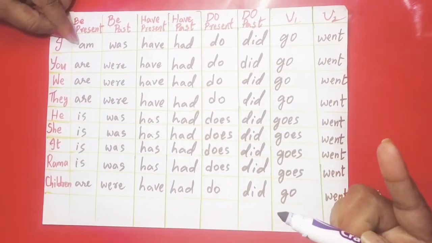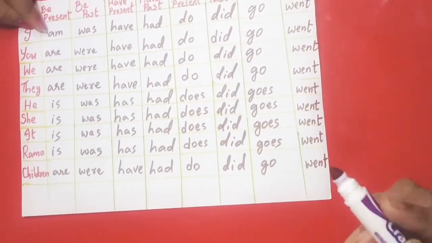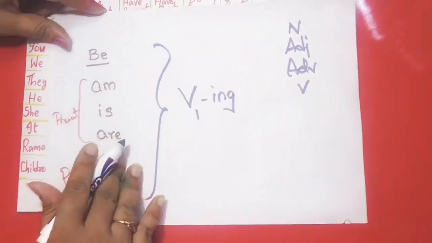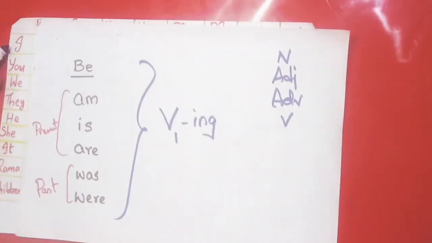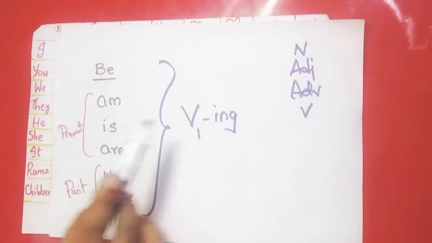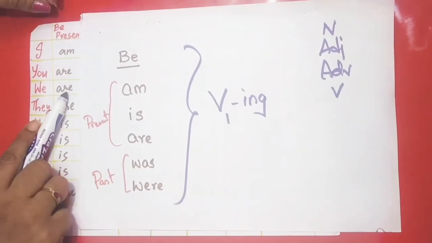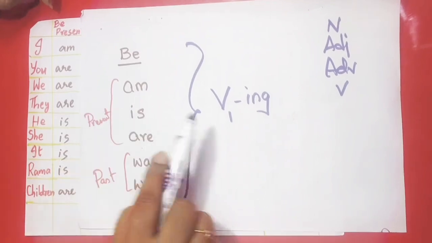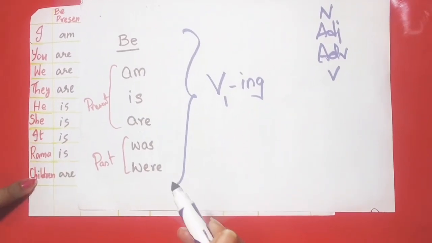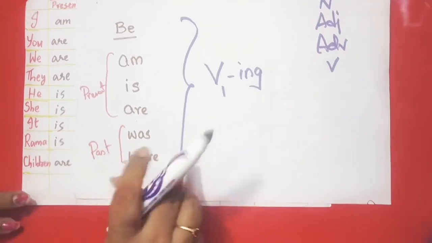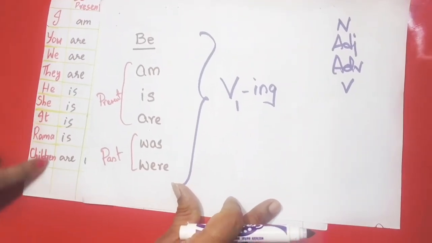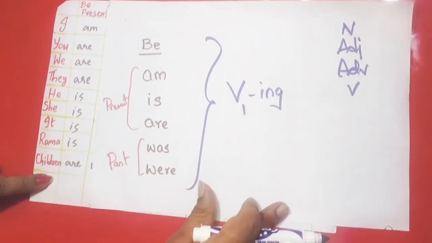You'll be making a sentence like this. I am. After am, is, or was, were, what comes? ing. So you will make a sentence like this. I am coming. You are dancing. We are going. They are sitting. He is jumping. She is liking. It is working. Rama is playing. Children are writing.